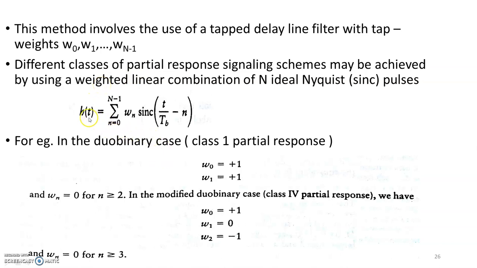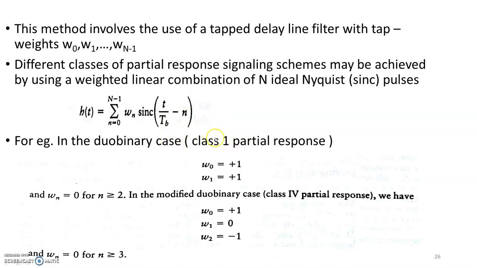The impulse response h of t can be represented as a weighted linear combination of the ideal Nyquist sinc pulses. So for all the classes of partial response signaling, I can represent h of t as a weighted linear combination, sigma w n times sinc of t by Td minus n. Now consider this as a generalized block.